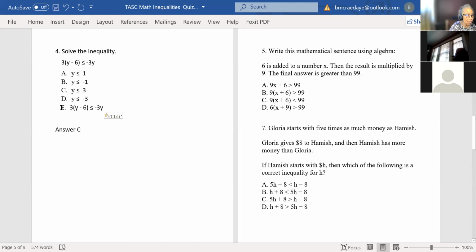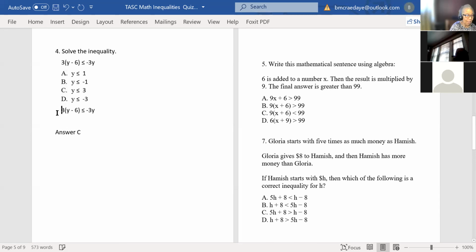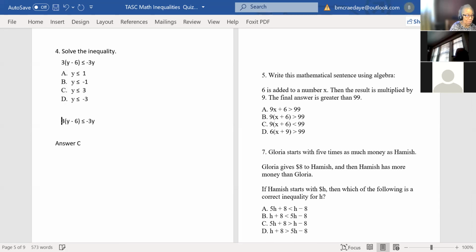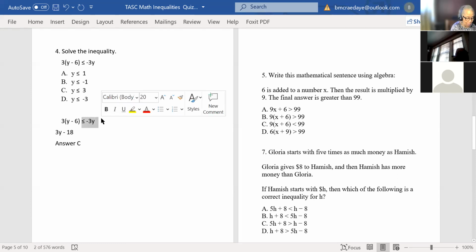Because that one you had to do the reversal because you had to divide by -1, right? Yes. So you multiply this out, you got 3y, and 3 times -6, you got -18, right? Yes. Minus 18. And this would just be less than or equal to -3y.